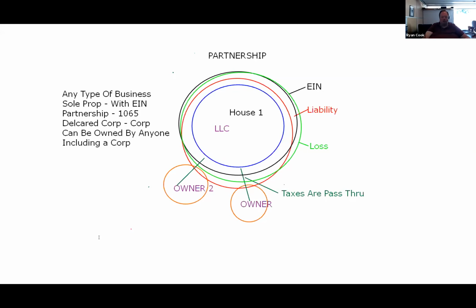It gives you all that protection with the tax benefits of a partnership if you're doing a small one. It gives you the tax benefits of a sole proprietorship if it's just an asset you have as a single member. Okay? You don't have to worry about it. It's reported on your 1040.